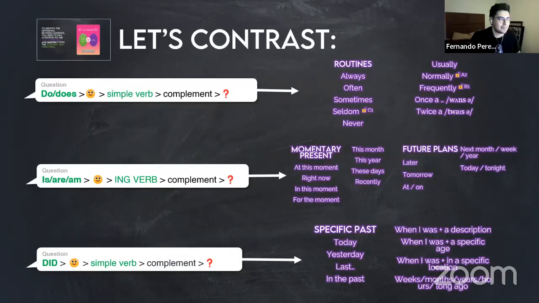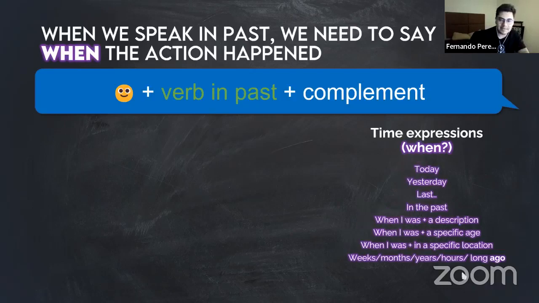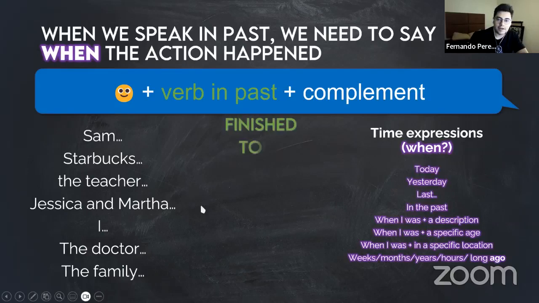The next step is verbs in past. And this is the start of a very interesting class, because when we speak in past, we need to memorize and consider different applications. We have the time expressions, right? We have the persons: he, she, it, we, they, I, you, etc. Or here it's talking about Sam, Starbucks, the teacher, Jessica and Martha, I, the doctor, the family, etc. And then we have verbs.